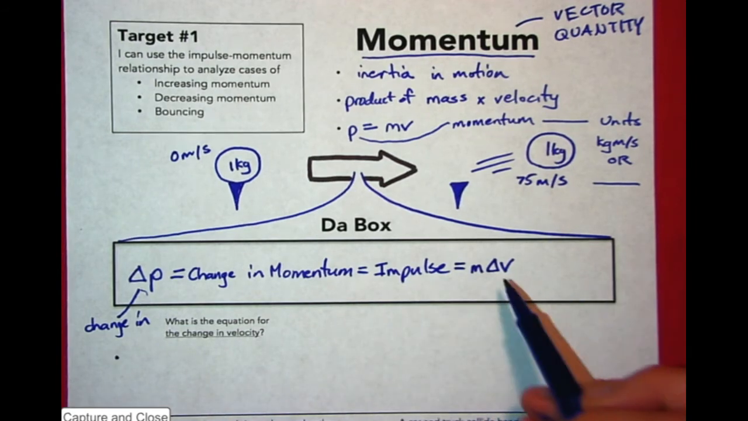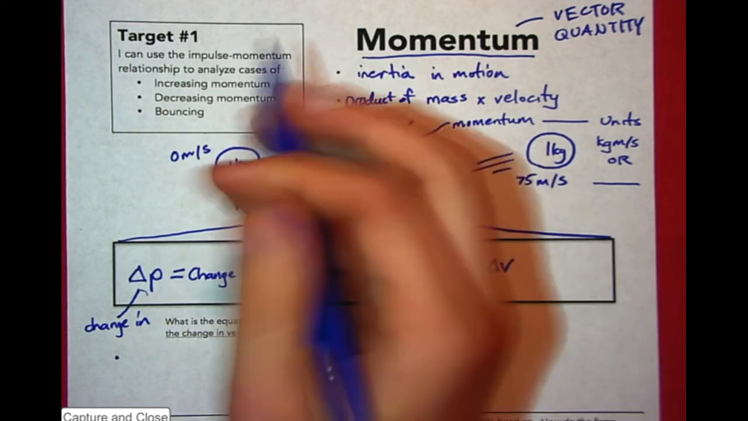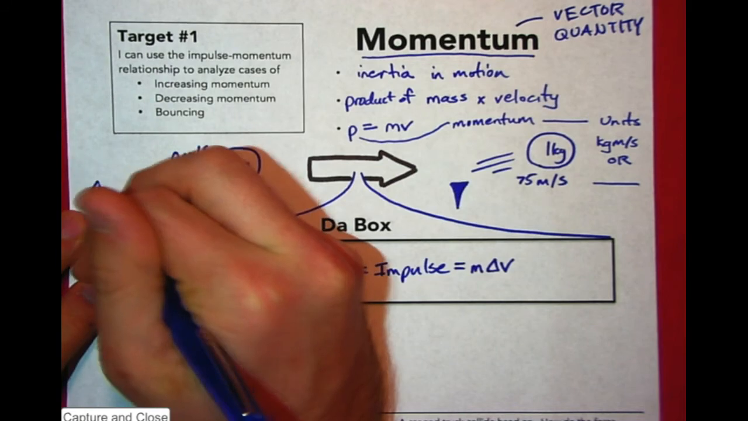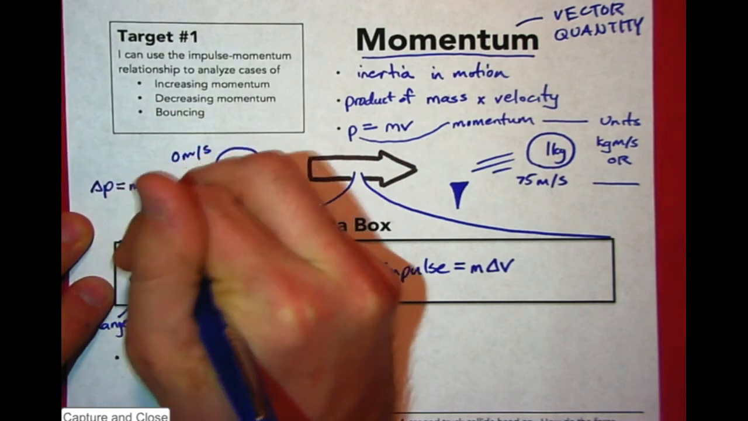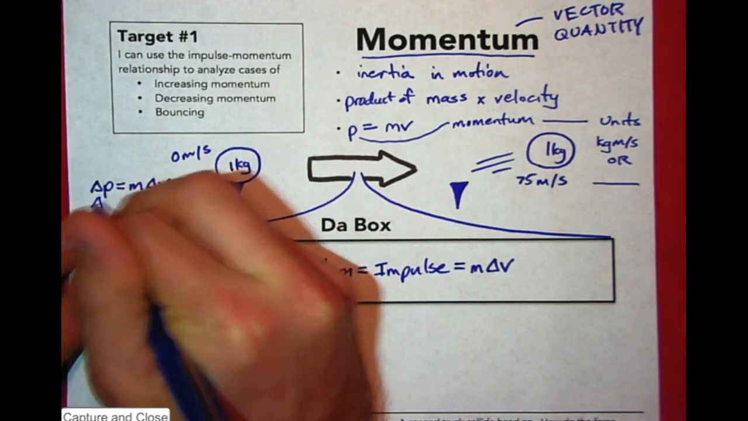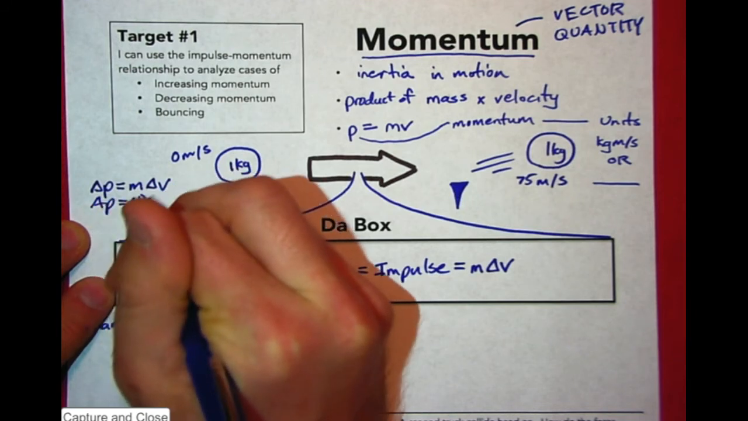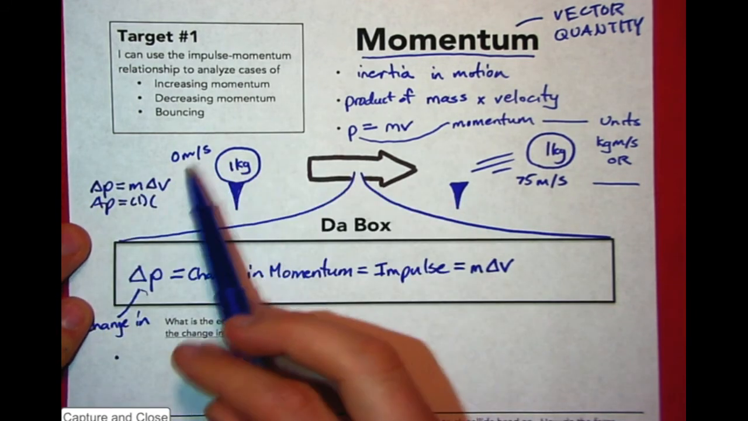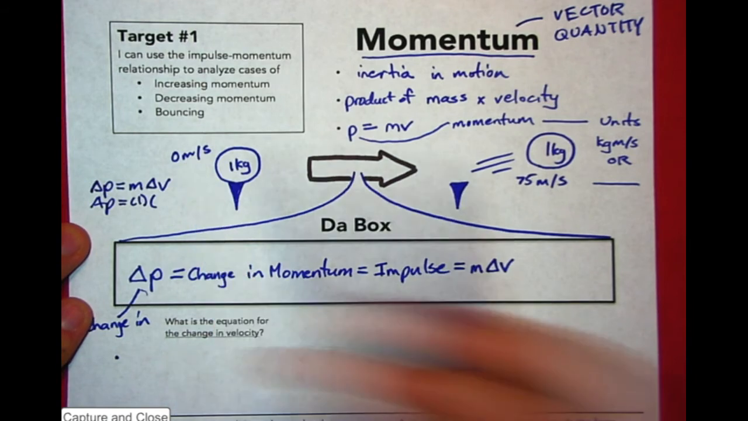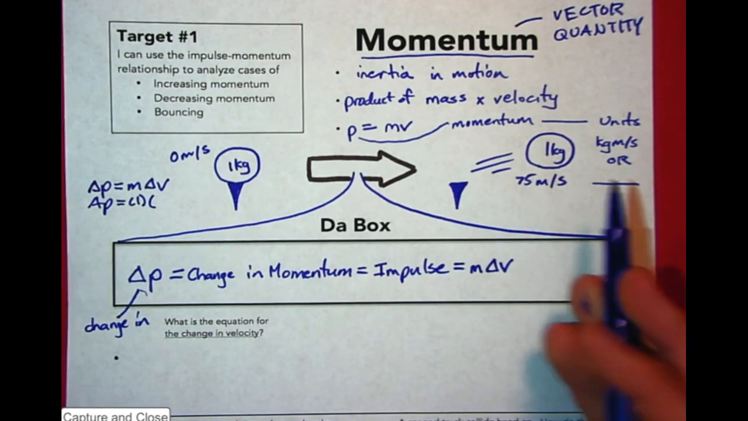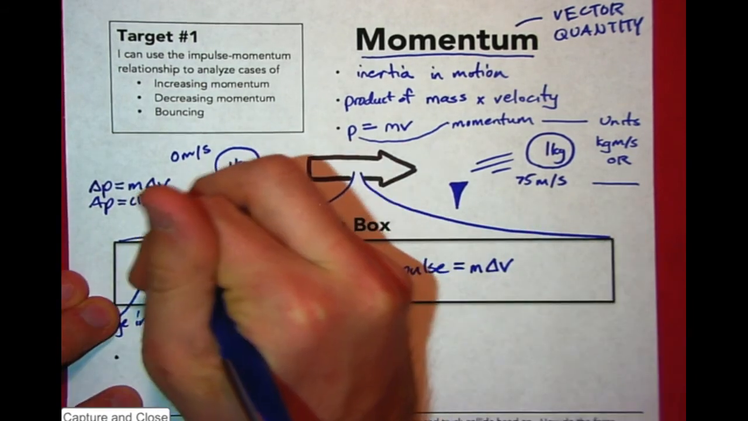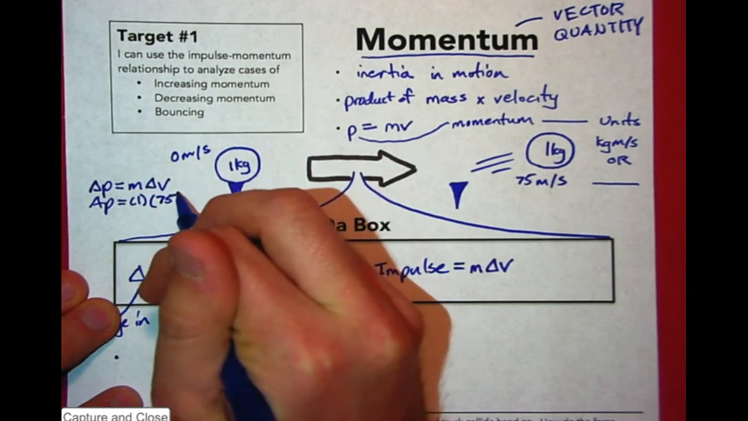So let's try to find the change in momentum that this golf ball experiences. Let's just say our delta P, our change in momentum, is equal to mass times my change in velocity. My mass in this case is easy, it's just 1. And my change in velocity, well, we could kind of just eyeball it. We go from 0 meters per second to 75 meters per second, and that's a positive change. So my change in velocity is 75 meters per second.